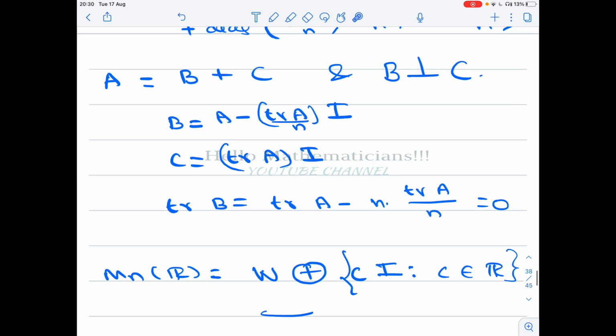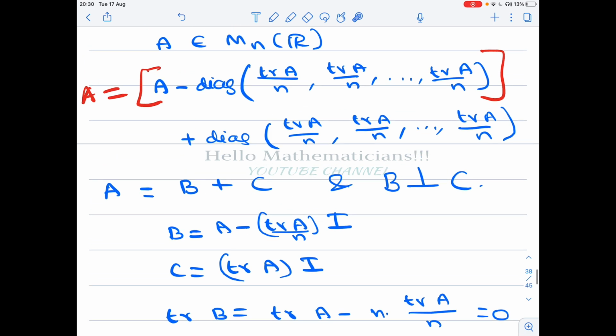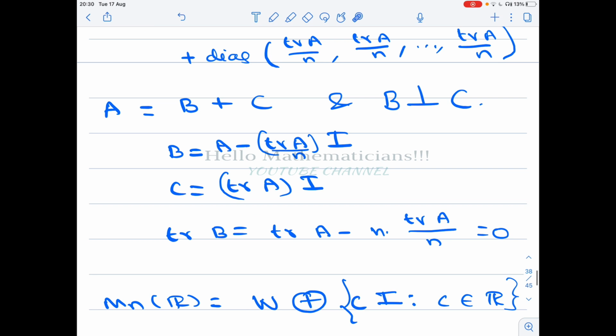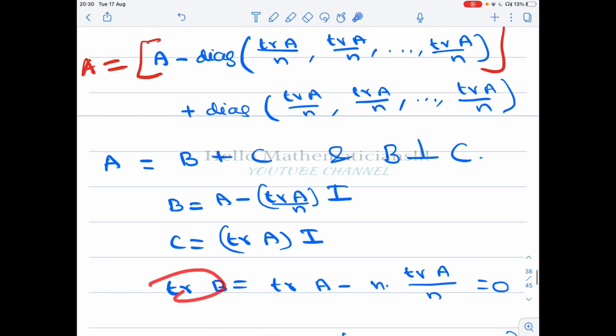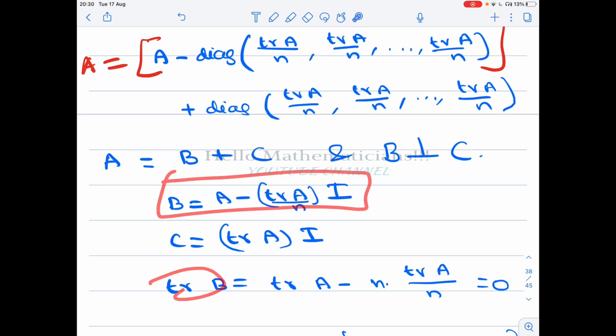Now, since A is equal to A minus trace A by n times I, this is a scalar matrix. So the trace of B will be the trace of A minus the trace of this matrix. The trace of this matrix will be n times trace A by n. So actually this is trace A. This n gets cancelled, so we get trace of B is 0. So this matrix has trace 0.